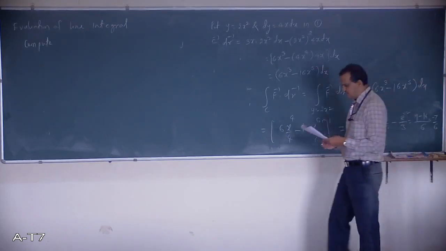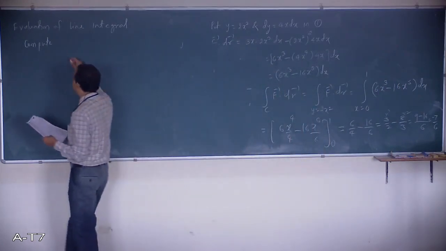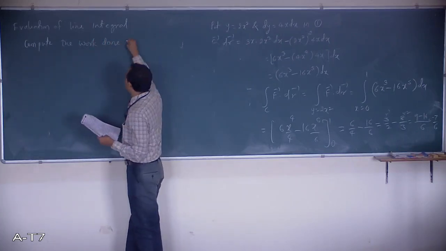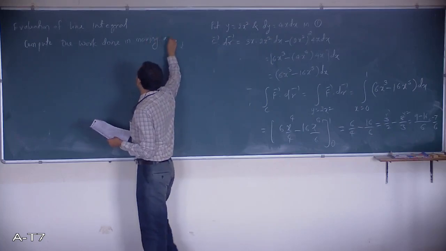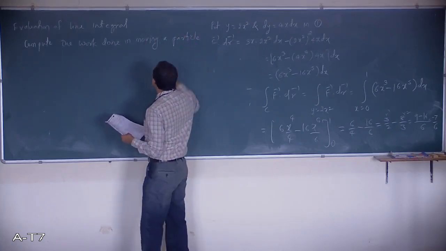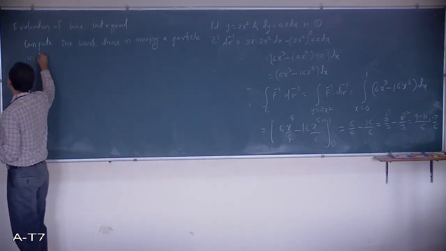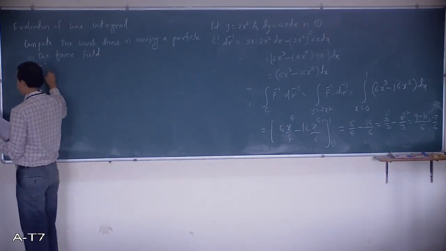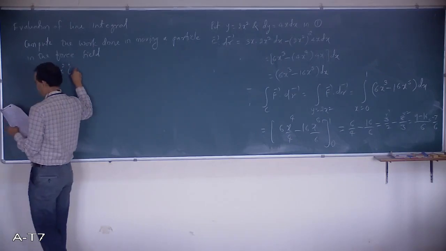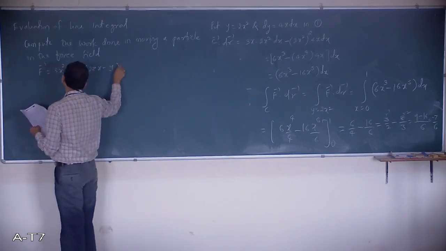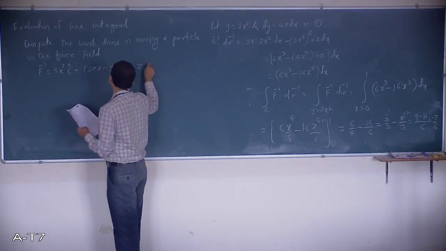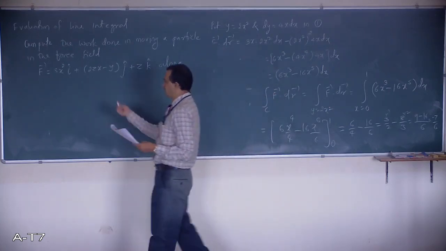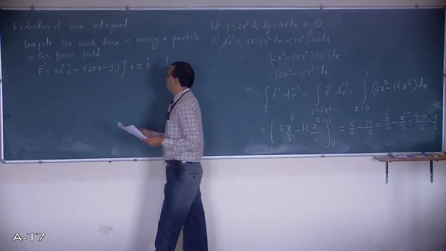So this example is directly given as work done. So I will say find the work done or compute the work done in moving a particle in the force field F is equal to, force field is always a vector point function. F is equal to 3x square i plus (2zx minus y)j plus zk along. So this is your vector point function or vector field, force field, 3x square i plus (2zx minus y)j plus zk.